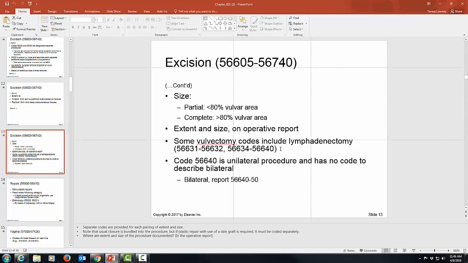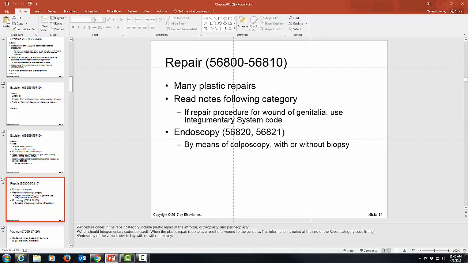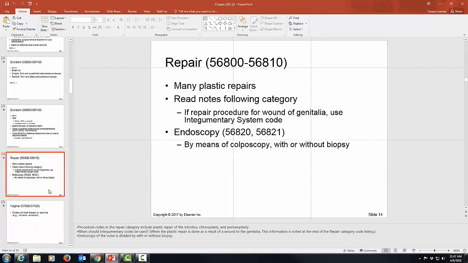Some of these codes include a lymphadenectomy, and some don't, so you need to read very carefully. Code 56640 is a unilateral procedure and has no code to describe bilateral, so if it is bilateral, you're going to use your 50 modifier. Repair codes, there's many plastic repairs. You need to read the notes following the category. If the repair procedure is for a wound, remember, we talked about those in integumentary. So if it's just repairing a wound, that's the system you're going to use to code it. You won't code it here. Endoscopy by means of colposcopy, with or without a biopsy. So endoscopy of the vulva is divided that way.